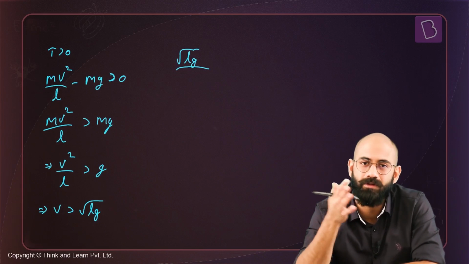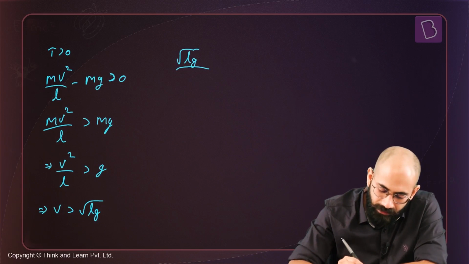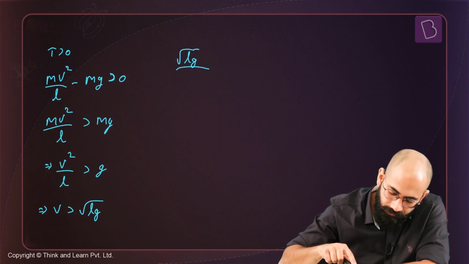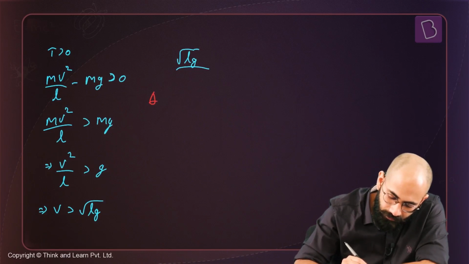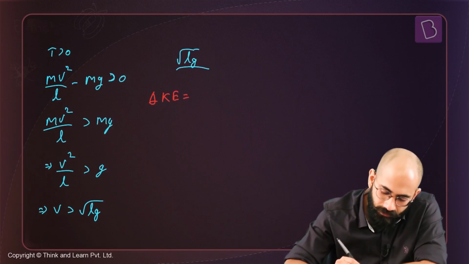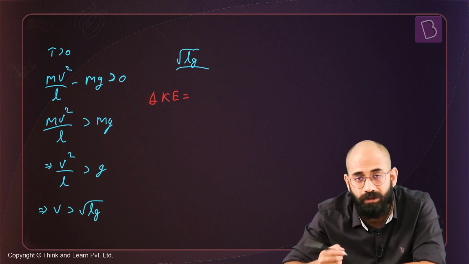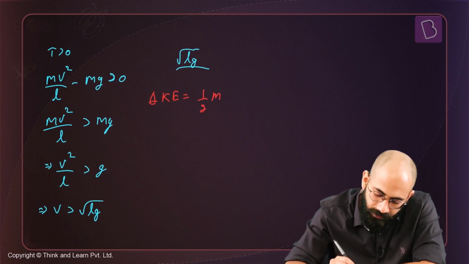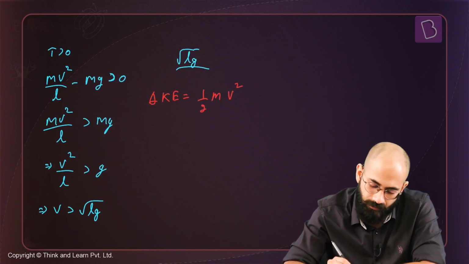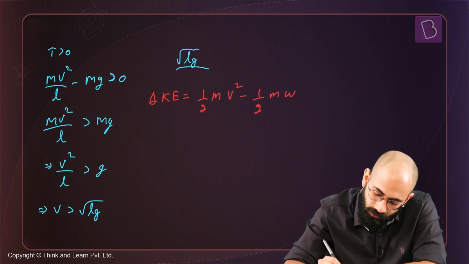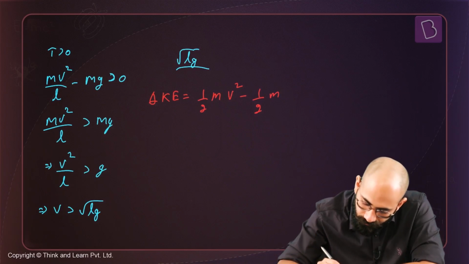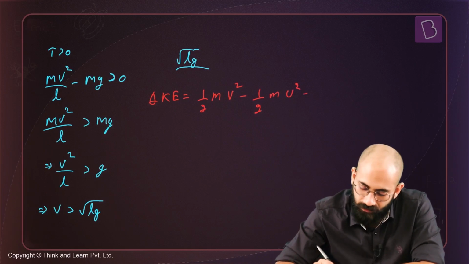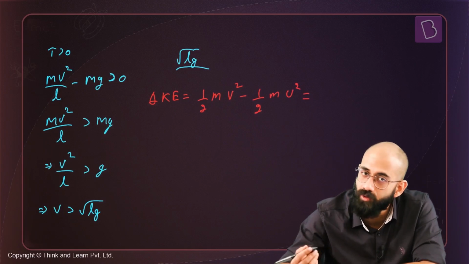What is the delta K? What is the change in kinetic energy? Delta KE is equal to the final kinetic energy minus the initial kinetic energy. So what's the final kinetic energy? Half m into v squared minus half m into u squared. This should be equal to the work done by all conservative and non-conservative forces.